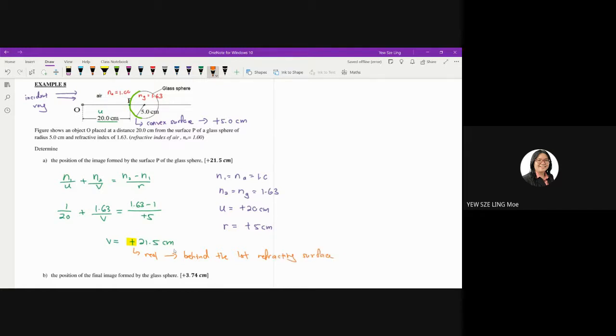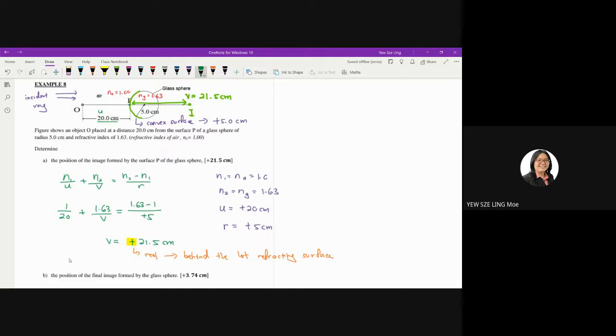So where should I draw the image? Since this green surface is my first refracting surface, my image is located somewhere here, behind the first refracting surface. So this is my image. From here to here, my v is equal to 21.5 cm. That is the meaning of the positive sign in your answer. It is located at a distance of 21.5 cm from point B.